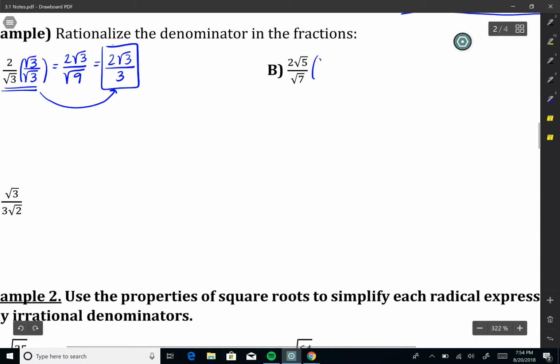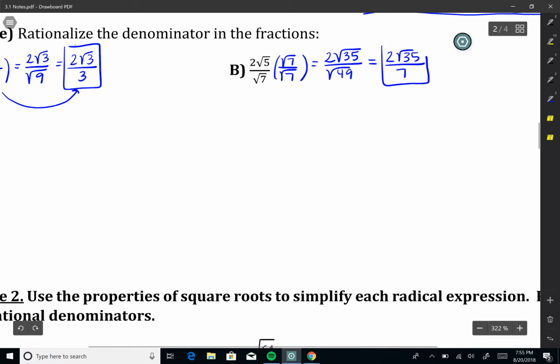If I look at B, I have 2 rad 5 over rad 7. So what I need to eliminate is the rad 7. So I multiply by rad 7 over rad 7. In the numerator, the 2 has to stay outside of the radical, but because both the 5 and 7 are under, I can multiply 5 times 7 and I get 35 under the radical. In the denominator, 7 times 7 is 49. Now, 35, you ask yourself, does it have any perfect square factors? And it actually does not. So this is like completely reduced in the numerator. But in the denominator, we know that the square root of 49 is 7.